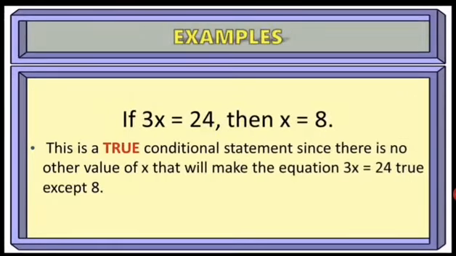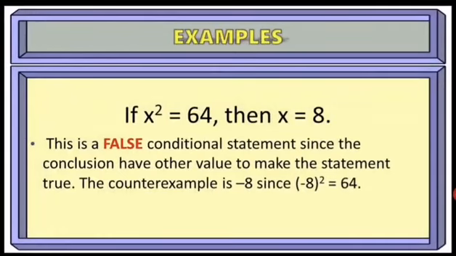Examples. If 3x equals 24, then x equals 8. This is a true conditional statement since there is no other value of x that will make the equation 3x equals 24 true except 8. If x squared equals 64, then x equals 8. This is a false conditional statement since the conclusion has other values that make the statement true. The counterexample is negative 8, since negative 8 squared equals 64.